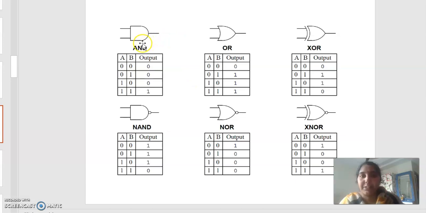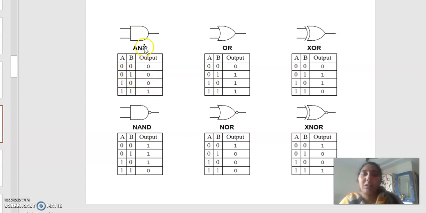First one is the AND gate. This is the symbol of the AND gate, which shows that it needs two inputs and one output. The truth table of the AND gate shows what the output is for each input combination. Here for the AND gate, we require two inputs, so we have four combinations in the truth table: 0 0, 0 1, 1 0, 1 1.